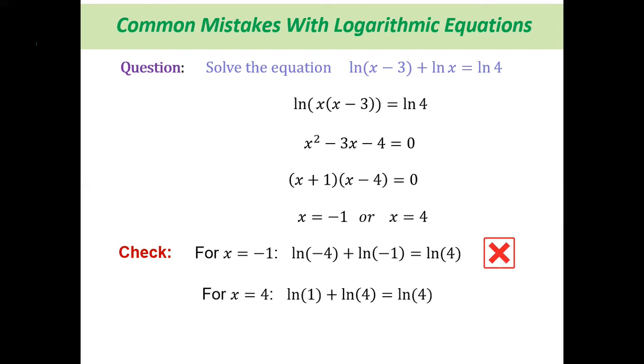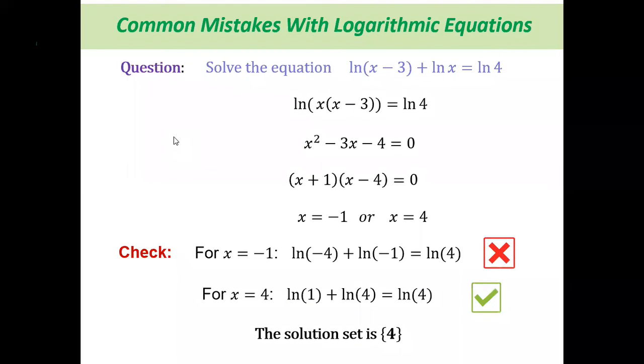Now, replace x with 4 in the original equation. We get ln of 1 plus ln of 4 equals ln of 4. All terms are defined, so here we can decide that 4 is the solution of the equation.